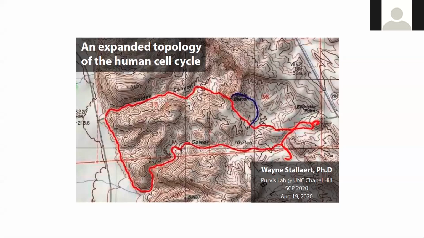So today I will be presenting one of the projects I've been working on during my postdoc in Jeremy Purvis's lab at UNC Chapel Hill, where we're combining single-cell imaging techniques and computational approaches to try to generate a new, updated map of the human cell cycle.